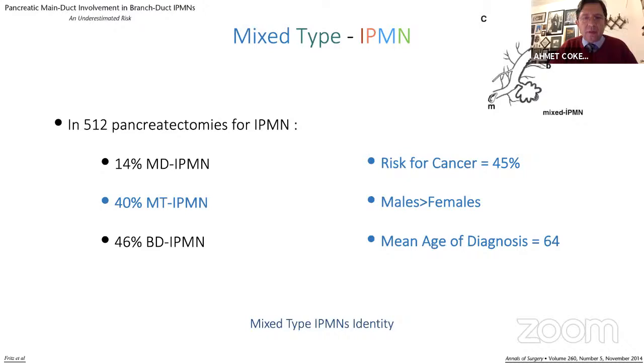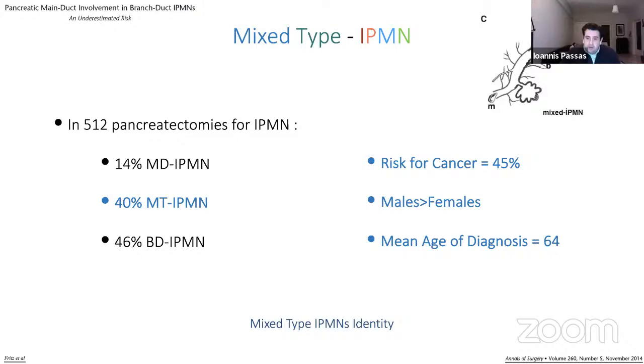Thank you. So mixed types can make up to 40% of IPMNs. They have up to 45% risk of developing cancer. Males are predominant here, and the mean age of diagnosis is 64 years old.